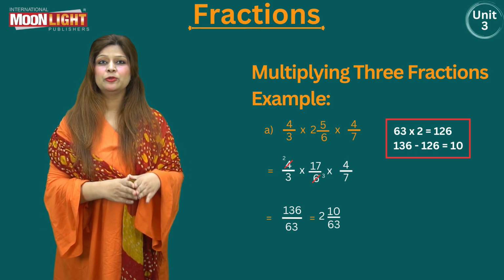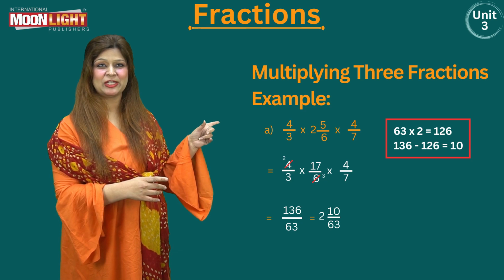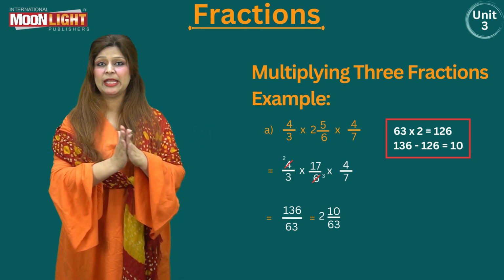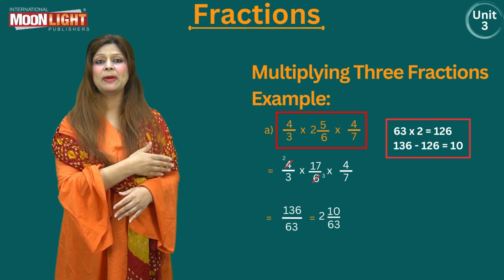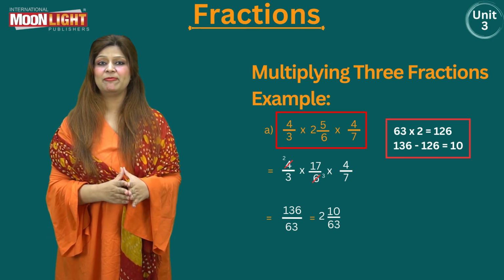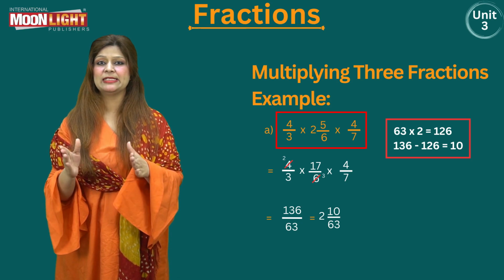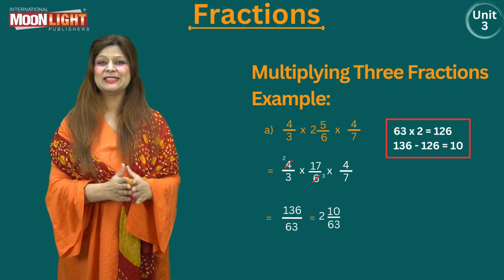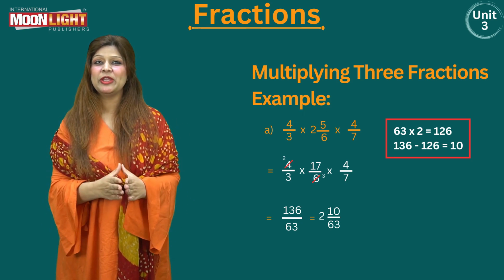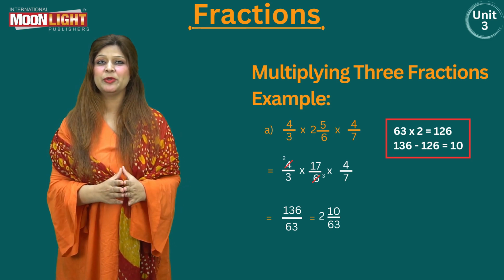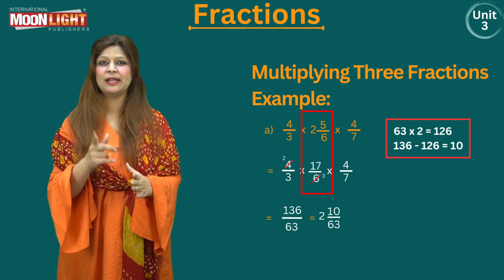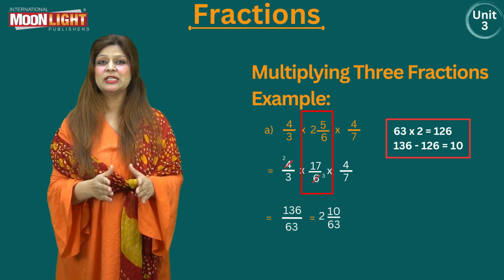Okay, so right now I'm going to solve one more example for you. Now we are going to do multiplication of three fractions. The example is given over here: 4 by 3 multiplied by 2 whole 5 by 6 multiplied by 4 by 7. Now my dear students, this is a very interesting thing. We are going to write the mixed number as an improper fraction. Here the middle fraction is the mixed number.